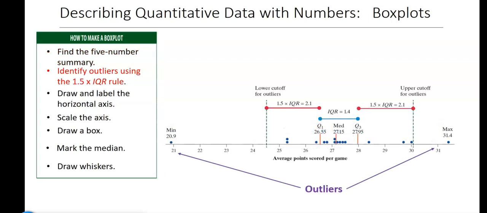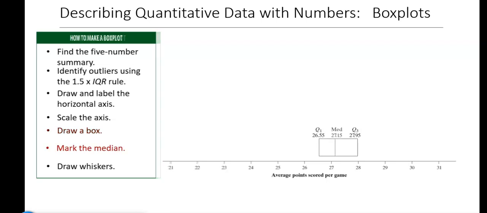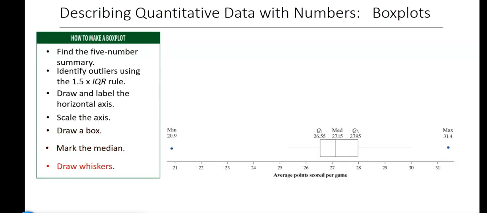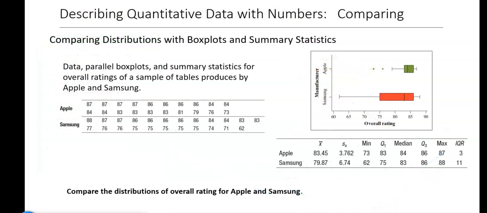The IQRs form a fence. Anything outside that fence is an outlier, and there are 2 of them. Drawing the box plot, this is what it would look like. Whiskers extend to the last data value that is not an outlier. So you find the last data value that's not the outlier, that's as far as the whisker will extend. Mark separate points as outliers.